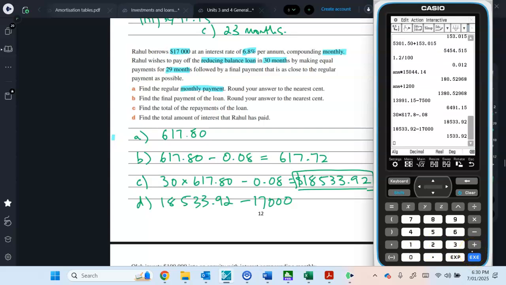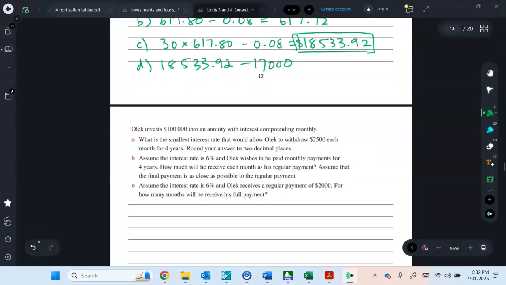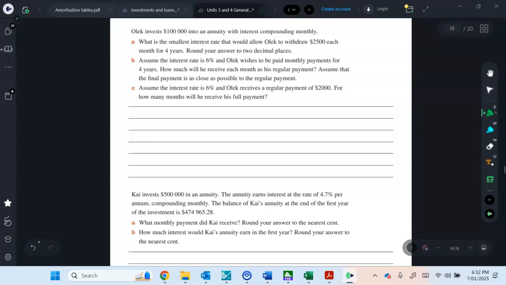All right, so we've paid in interest $1,533.92. All right, moving along. So Oleg invests $100,000 into an annuity. Let me just highlight things as we go. So we're looking at an annuity with interest compounding monthly. What is the smallest interest rate that would allow Oleg, so we want the interest rate, to withdraw $2,500 each month for 4 years? Round your answer to 2 decimal places.